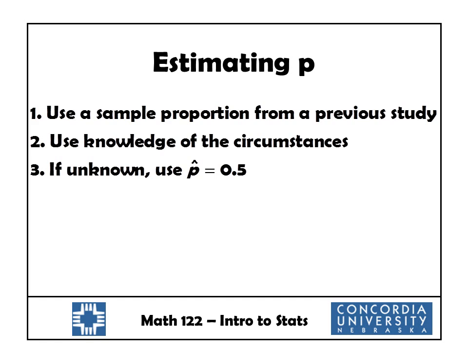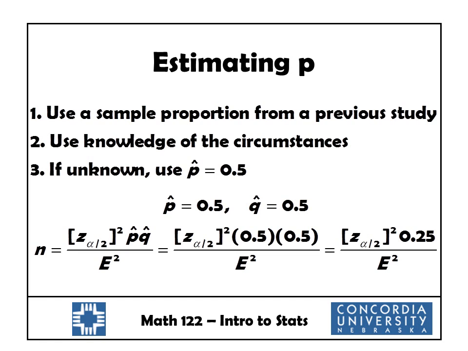Why 0.5? Well, because p is somewhere between 0 and 1. Take the value right in the middle, 0.5. Okay. So in that case, p hat is 0.5. That means q hat is 0.5. If I plug those values into my formula, I have n is z squared times 0.5 times 0.5 divided by e squared. 0.5 times 0.5 is 0.25. And so here we get a slightly simpler formula in the case where p hat is unknown. N is z squared times 0.25 divided by e squared.